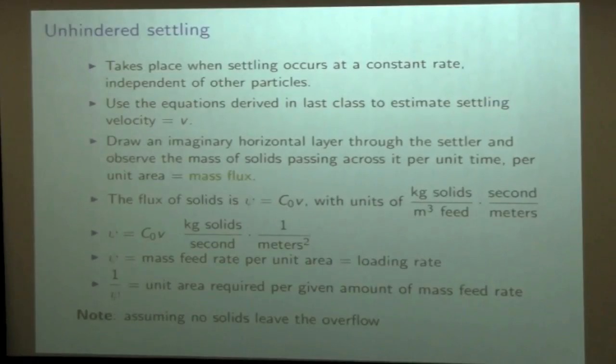So you can see where this is going. We're heading towards the surface area or the cross-sectional area of this vessel. The flux is telling us what rate of feed we're receiving per unit area, but the inverse of flux is the unit area required to treat a given mass feed rate. And all of this derivation is a simple mass balance, assuming everything is leaving the vessel through the underflow. No solids leaving through the underflow.